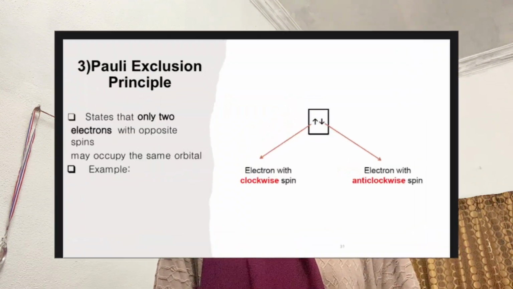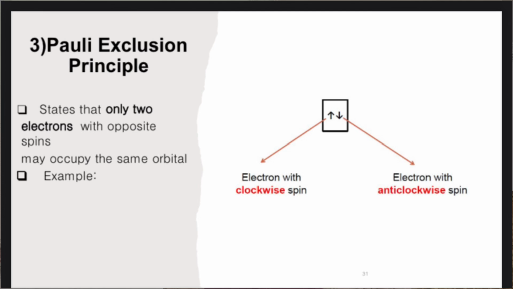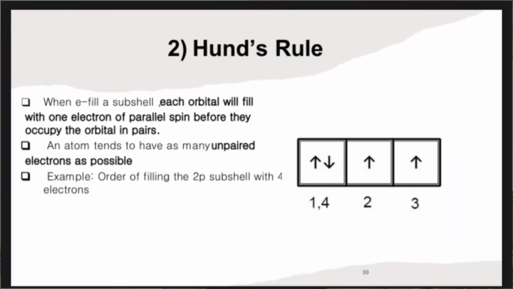Second, the Pauli exclusion principle states that only 2 electrons with opposite spins may occupy the same orbital. Lastly, Hund's rule. When electrons fill a subshell, each orbital will fill with 1 electron of parallel spin before they occupy the orbital in pairs. An atom tends to have as many unpaired electrons as possible.